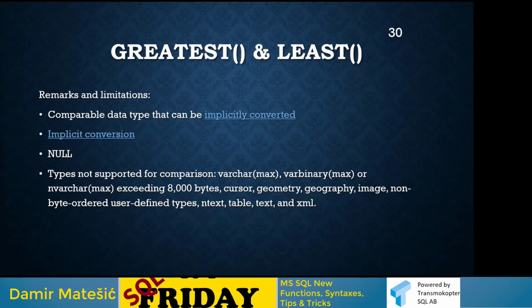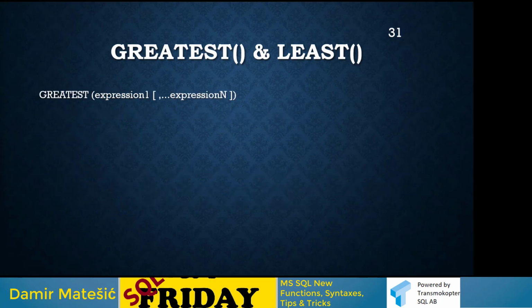If one or more arguments are not null, then the null arguments will be ignored during comparison. And if all arguments are null, then GREATEST will return null. The types not supported for comparison are varchar(max), varbinary(max), and nvarchar(max); data types that are 8,000 bytes or below are supported, and they will be implicitly converted. So GREATEST returns the maximum value from a list of one or more expressions, while LEAST returns the minimum value from a list of one or more expressions.